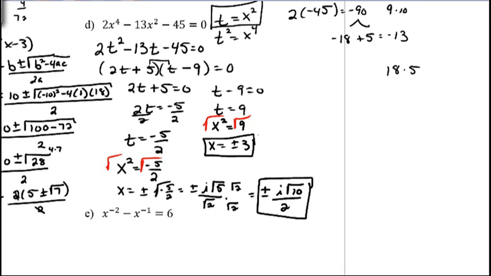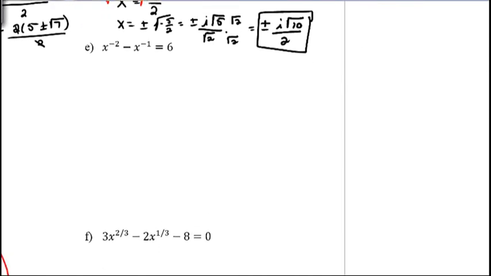And again, you could have just factored this right away. We already have it factored here. So instead of these t's, you would have x squared. So it would factor as 2x squared plus 5 times x squared minus 9. And then you would set these two equal to 0, and you would end up getting the same result that we got.